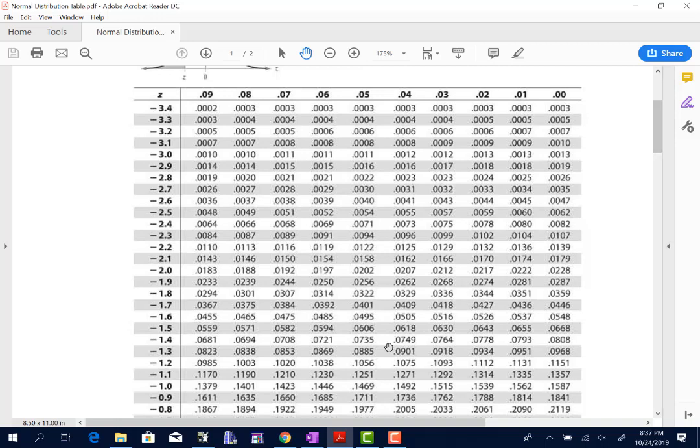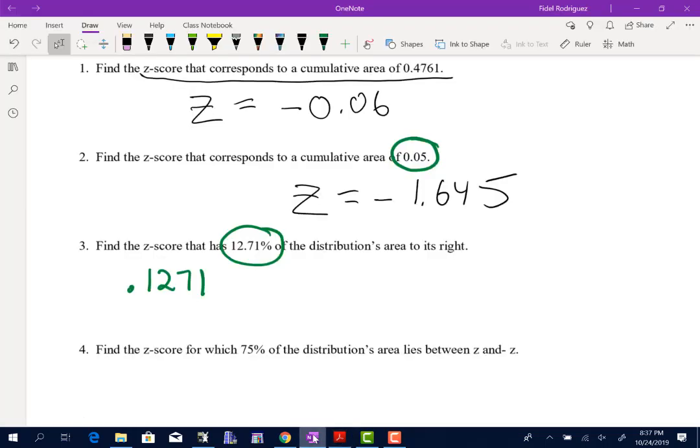0.1271, right? Okay, here we go. Oh, look, right here, isn't this it? Okay, so negative 1 point what? Negative 1.14? Okay, cool. So here, Z is equal to negative 1.14. Okay, so guys, those of you who like the chart, we can go there, we can look for it.